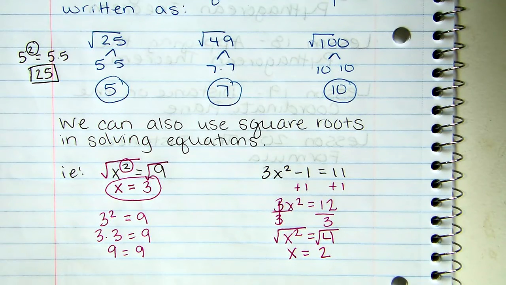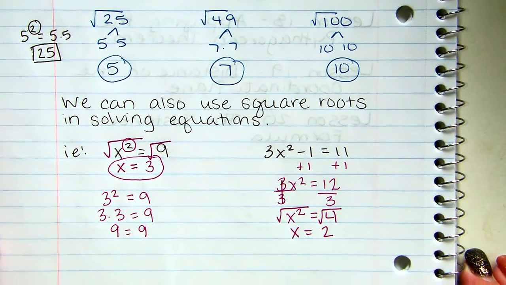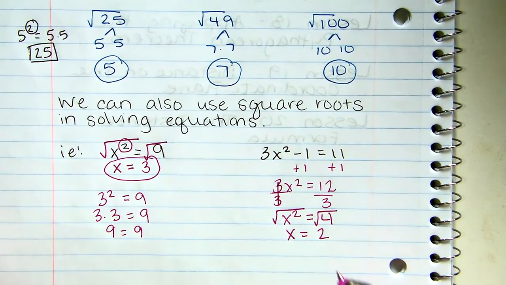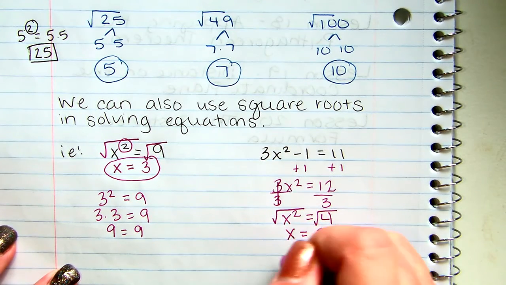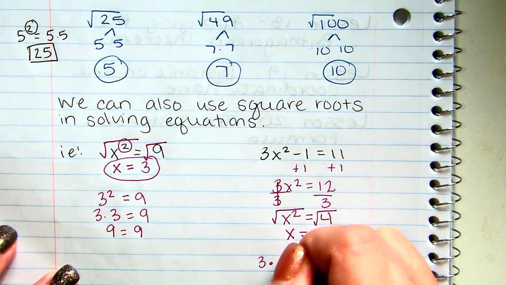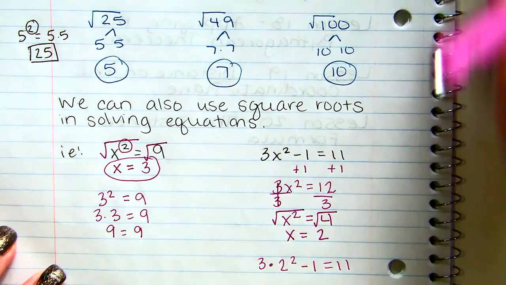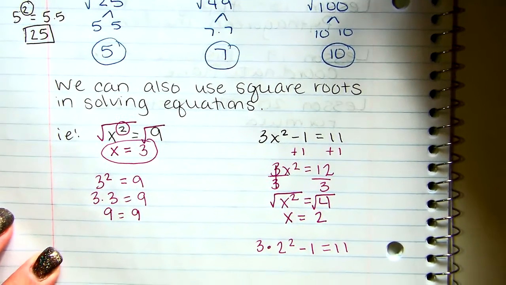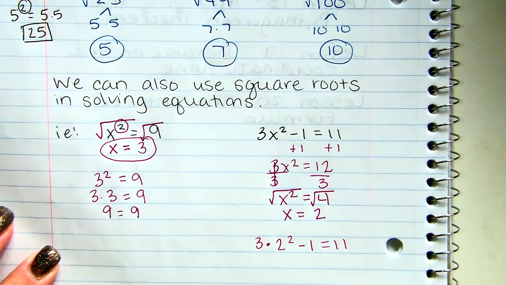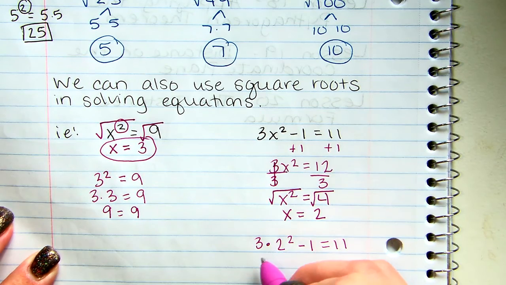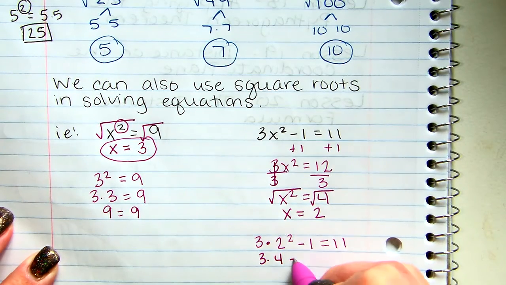Now once again, I can check this by plugging that 2 into our equation. So for this, I'm going to get 3 times 2 squared minus 1 equals 11. Now, according to our order of operations, we always have to do our exponents first. Here, the squared is attached to the 2, so I'm going to do that first. So 2 squared is going to give me 4, so I'm going to go 3 times 4 minus 1 equals 11.